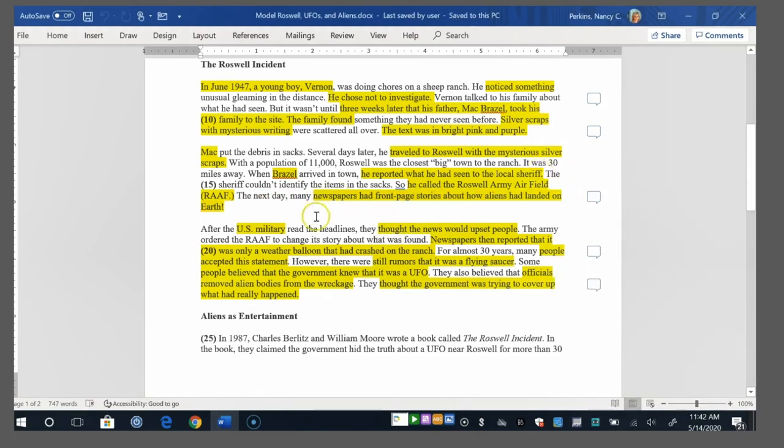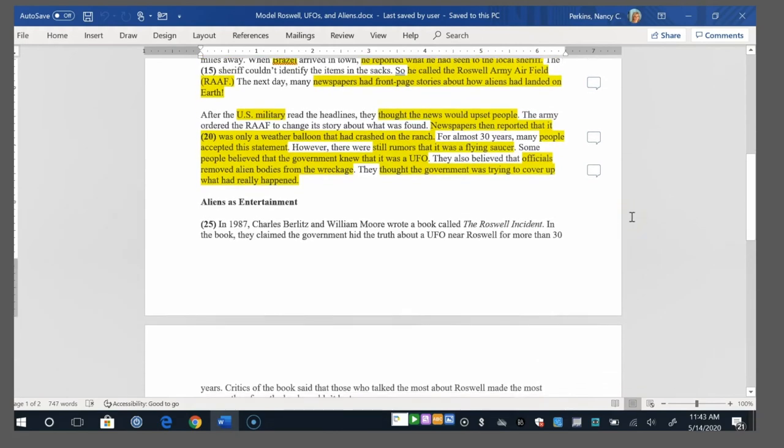And again, I went back and highlighted just what I thought were the most important tidbits in the facts in this paragraph. So I have Mac traveled to Roswell with the mysterious scraps. Brazel, who now is Mac, the father, reported what he'd seen to the local sheriff. He, the sheriff, called the RAAF, and then newspapers had front page stories about the aliens.